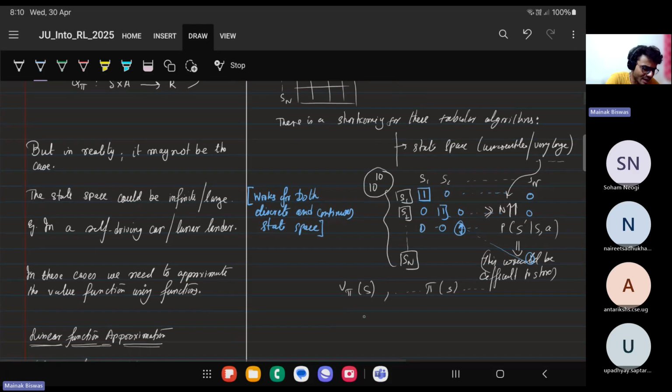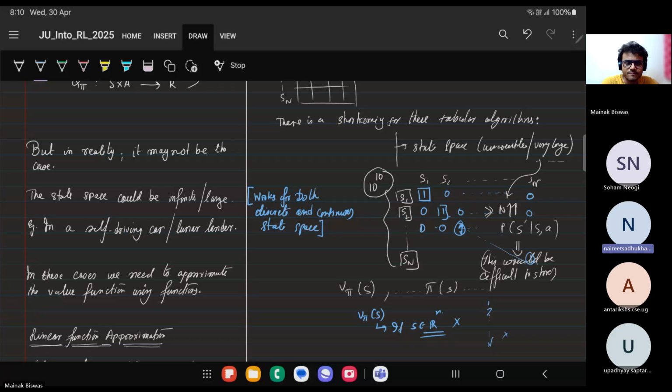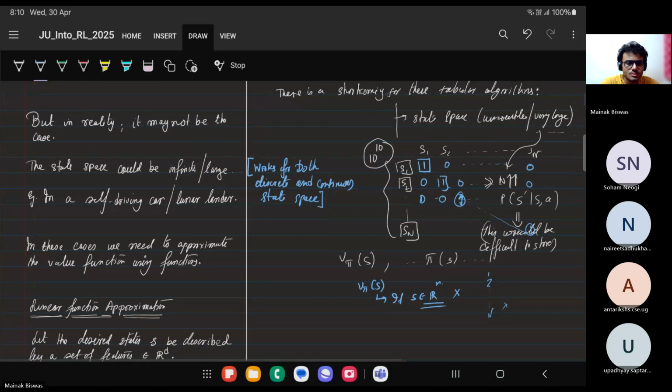And similarly, for v pi of s, if s is in the real numbers, the state space R^n, then you're doomed. You cannot put an uncountable set on a table, isn't it? Do you agree? You cannot put it on a table. 1, 2, dot, dot, dot, n won't work. Do you agree? Yes. Any questions?